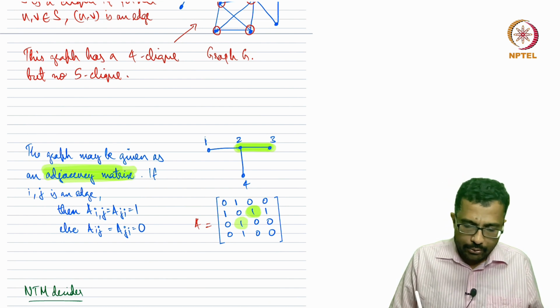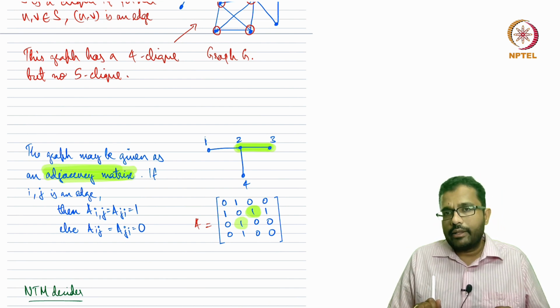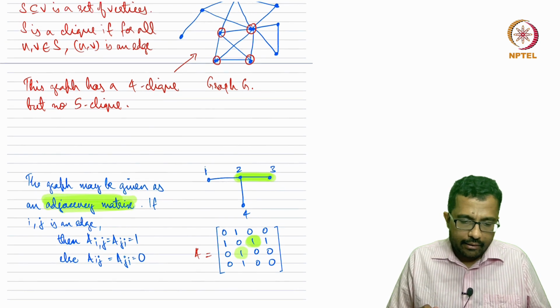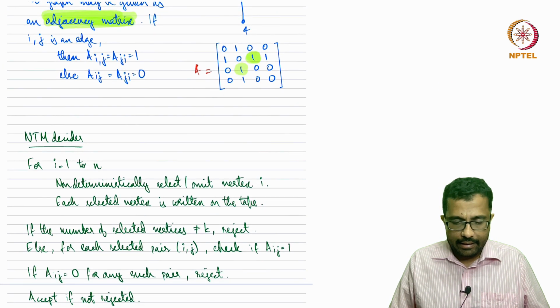So this is how you represent a graph as a matrix. It has 4 vertices, so it's a 4 by 4 matrix, and you can verify that the other edges are encoded correctly. So how do you determine using a non-deterministic Turing machine if a given graph has a K-clique?